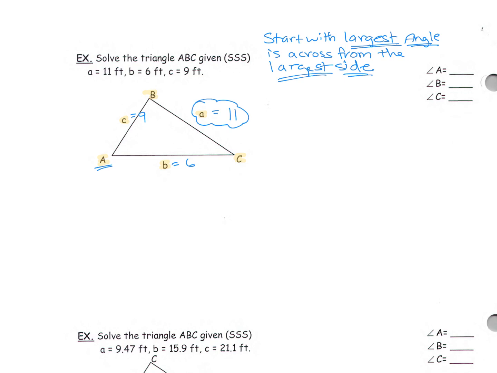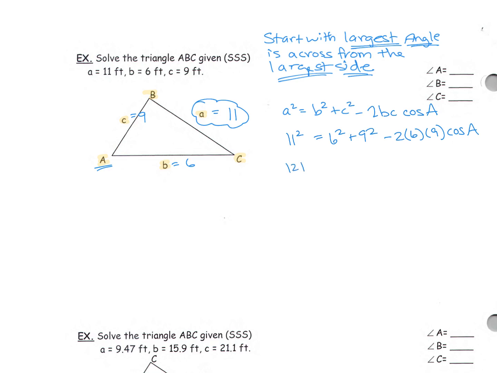So if that's the case, then I know I need to start with A squared equals my other two sides squared minus 2 times my other two sides times cosine of A. So let's start putting in information here. I get 11 squared equals 6 squared plus 9 squared minus 2 times 6 times 9 times cosine of A. So on the second problem, I'll show you how I solve these. I really only do my math one time. However, let's do some baby steps here.